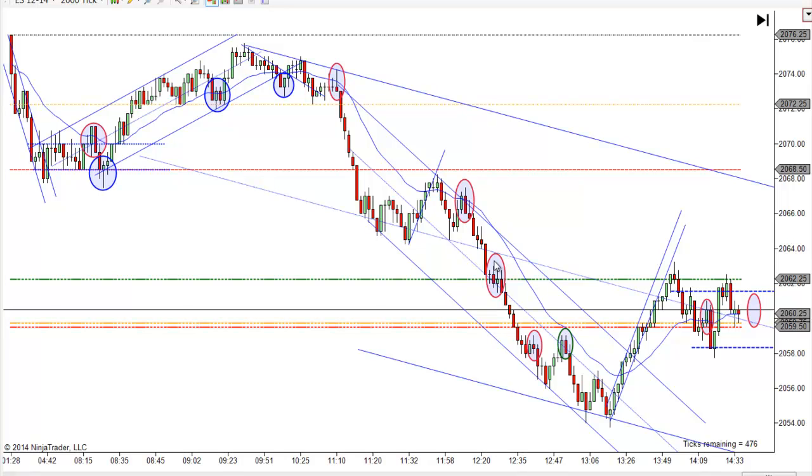And then you get a failed second entry long there. I went back and forth about whether or not to make this one green because it's way away from the EMA. But if you see this possible midline in here, then you know there's probably a chance we might get another move down to the other side, and we end up getting that.